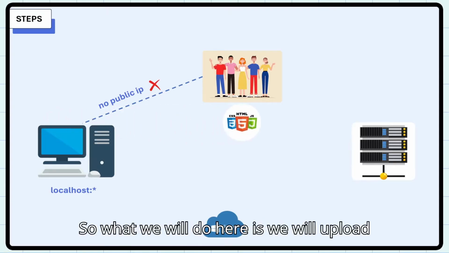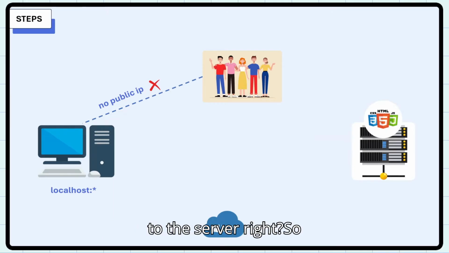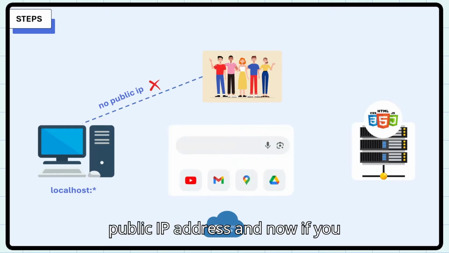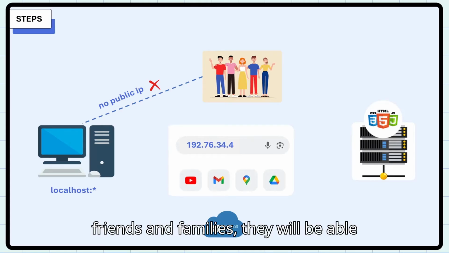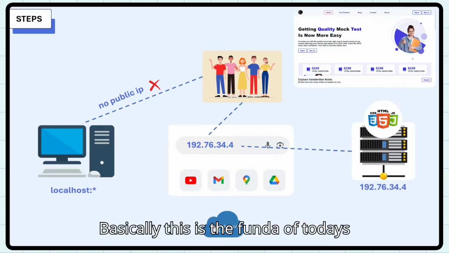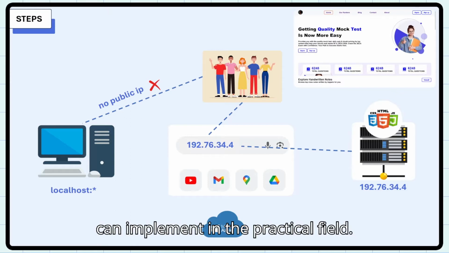So what we'll do here is we'll upload all the files that are here to the server, and this server will give you a public IP address. Now if you share this public IP address with your friends and family, they'll be able to see your content. Basically this is the funda of today's video. So let's try to understand how we can implement it in the practical field.